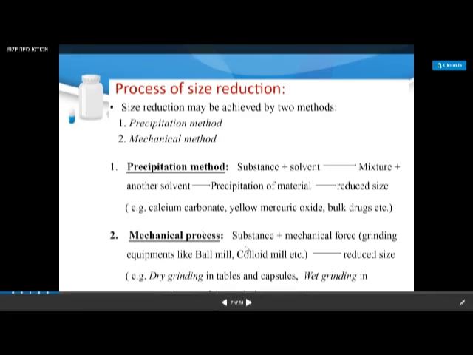Now the second one is the mechanical process. In the mechanical process, the substance is allowed to grind, or mechanical force is applied on that substance. Examples are the ball mill, colloid mill, or hammer mill. These different mills grind the substance so that we get reduced size particles, through dry grinding or wet grinding. So these are the two processes by which we can achieve size reduction.